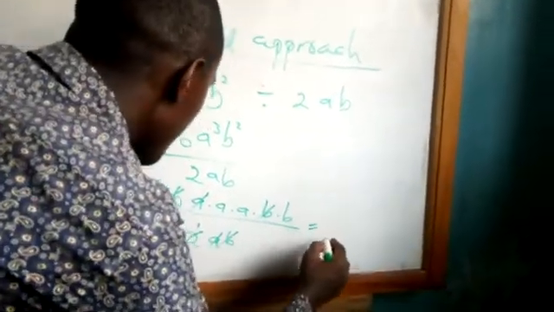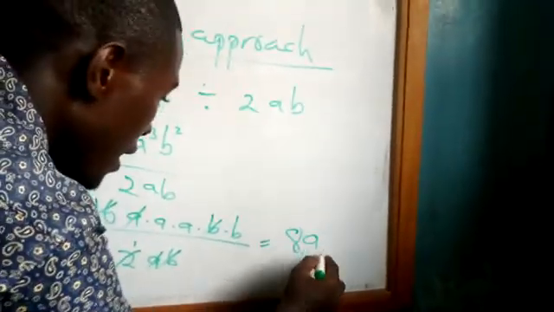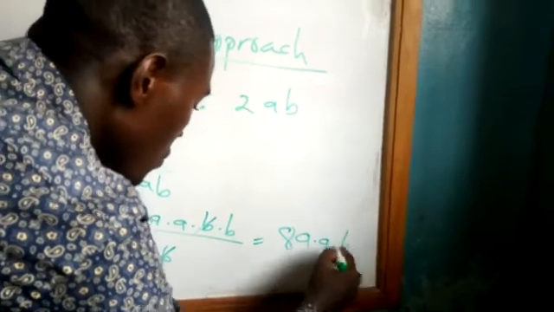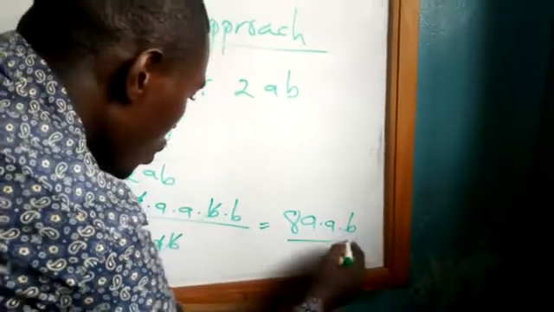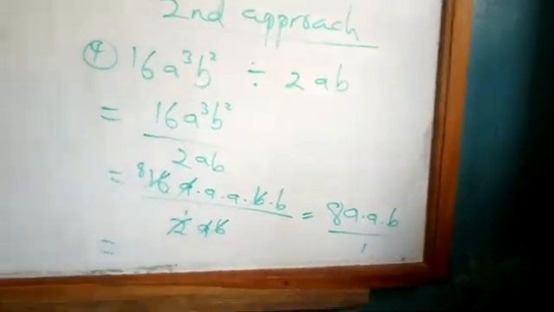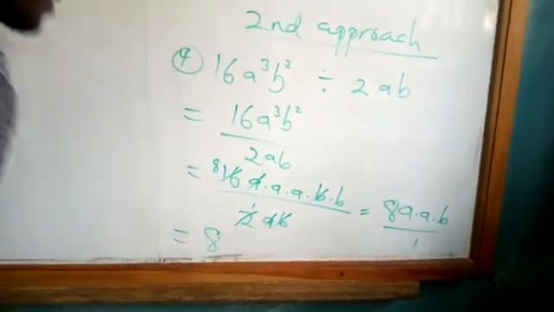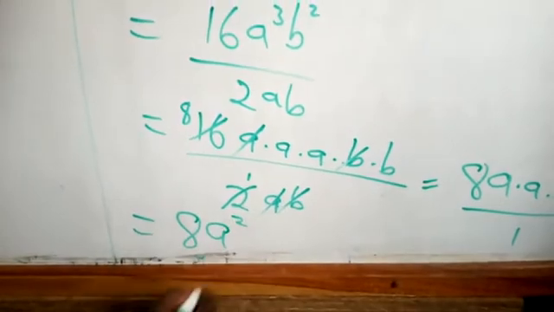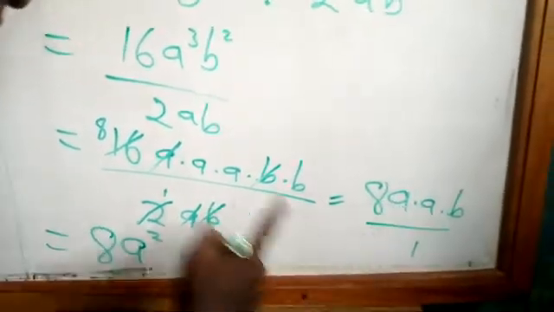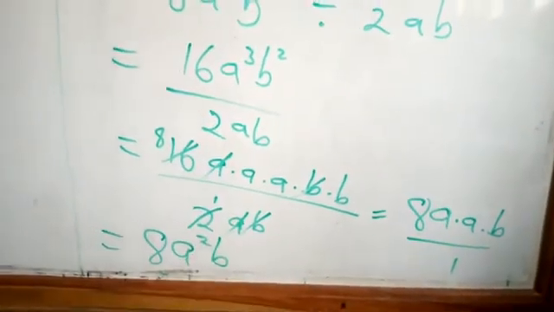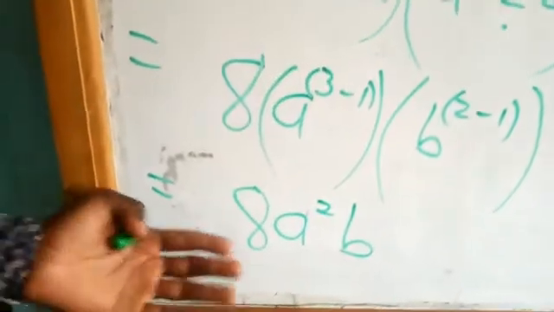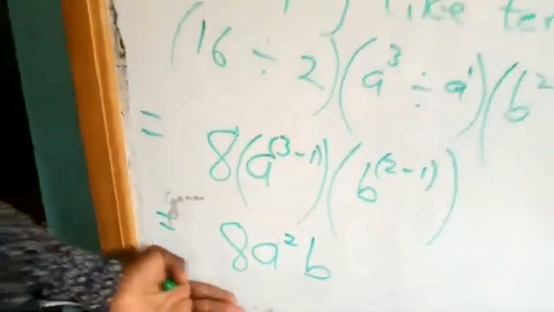This gives us 8a dot b all over 1. That is our final answer. It becomes 8a power 2. That's a repeating twice, that's a squared, and then b is 1. So looking at this, we have the same answer as we had when we used the first approach.